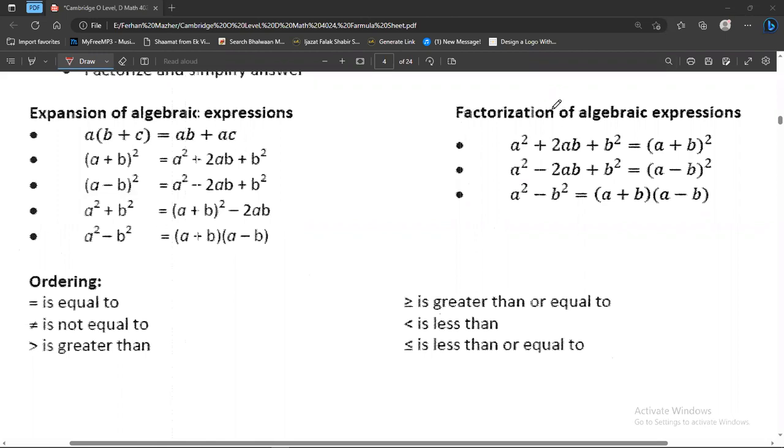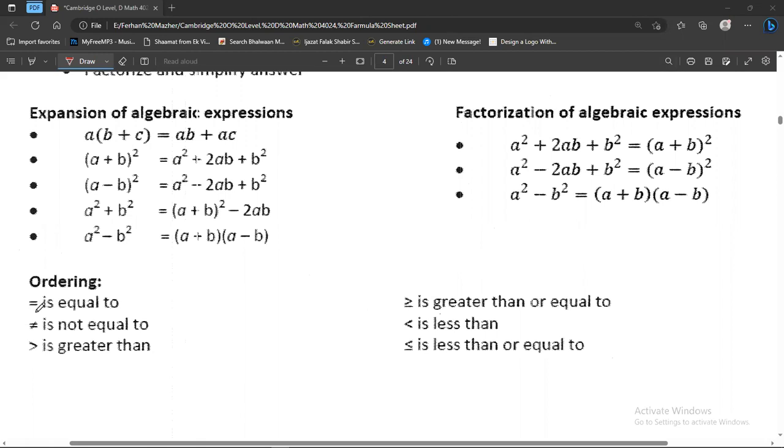Okay, factorization of the algebraic expression: a square plus 2ab plus b square can be written as (a plus b) whole square. A square minus 2ab plus b square can be written as (a minus b) whole square. A square minus b square can be written as (a plus b)(a minus b).